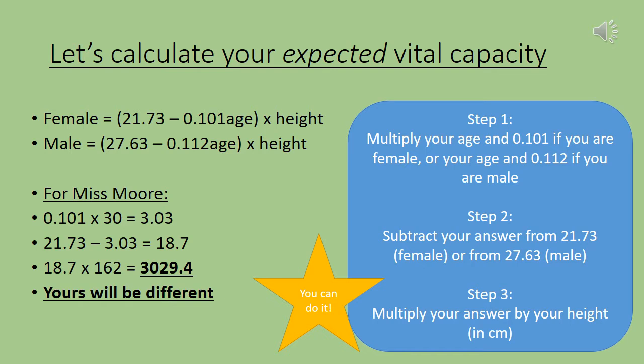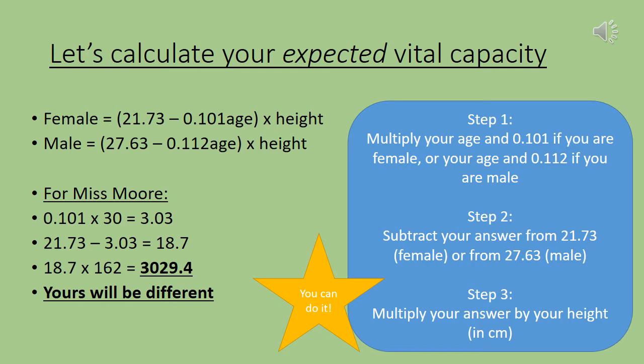Okay, I hope you've got your calculators ready. You can use your computers, or if you don't have one, you can use your phone. Now, I'm going to have a go at mine here. So for Miss Moore, I need to know my age and my height. I'm 30 years old, and my height in centimetres, which is important to get in centimetres, is 162.